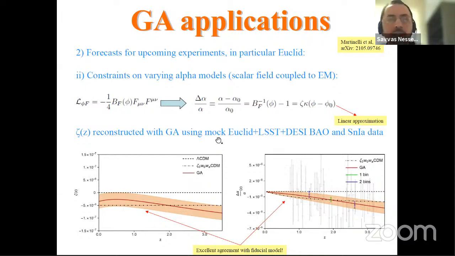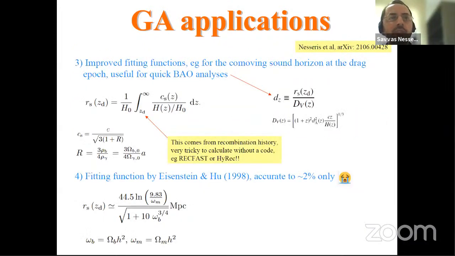Okay. And the last thing that I would like to say is that we can use the genetic algorithms not only to discover new physics, but we could also use it to improve various fitting functions. One particular example is the sound horizon at the drag redshift. So what is this thing? The sound horizon at the drag redshift is the scale of the baryon acoustic oscillations, and it's given by the integral of the sound speed of the baryon-photon plasma over the Hubble parameter, integrated from the drag redshift until infinity, practically.